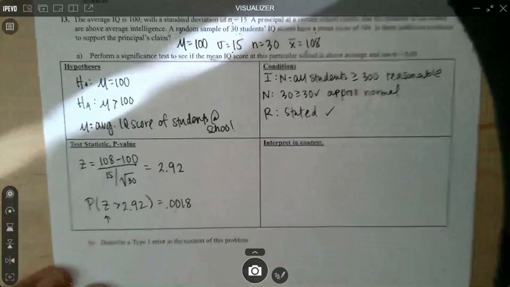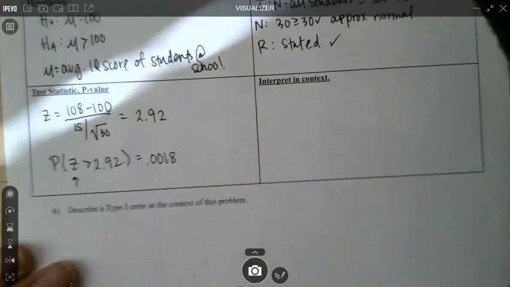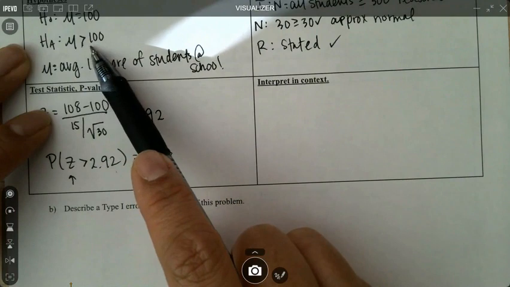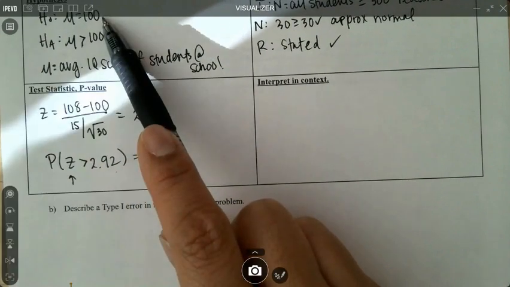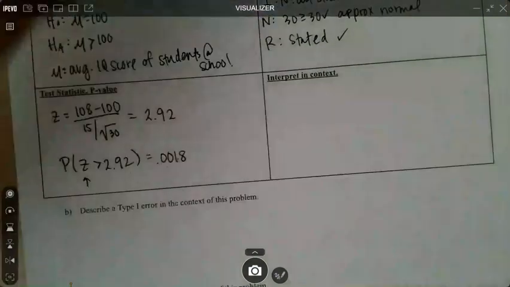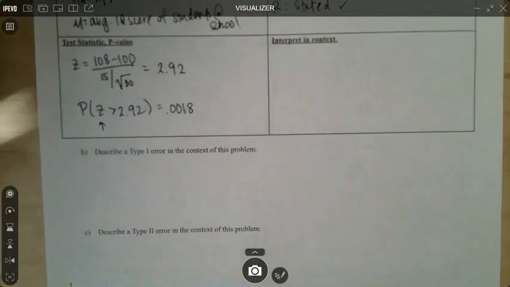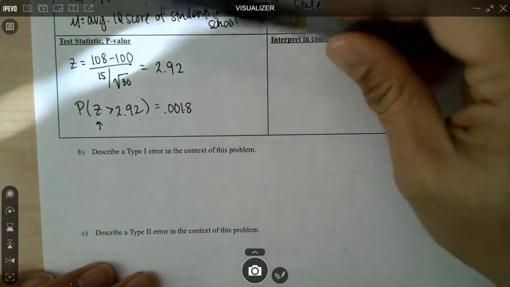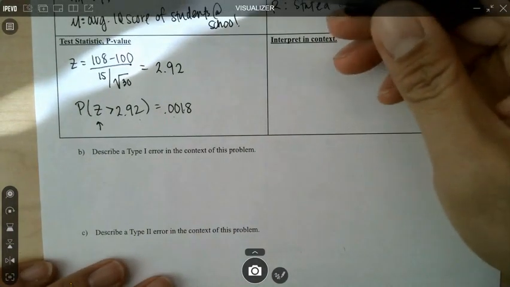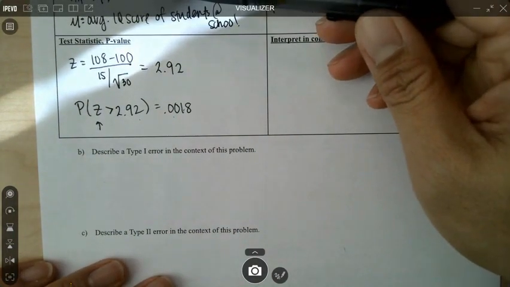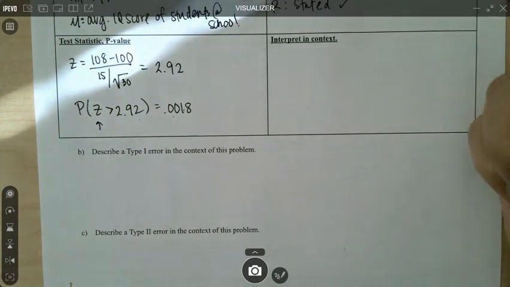Great. So B, again, I'm just going to do this verbally. Type 1 error in the context of this problem, a type 1 error would be a false positive, meaning you conclude that the IQ scores are greater than 100, but they're actually equal to 100. That would be a type 1 error. And then question C says to describe a type 2 error. So a type 2 error would be just the opposite. It would be a false negative. You conclude that the mean IQ is equal to 100, but it's actually greater than 100.